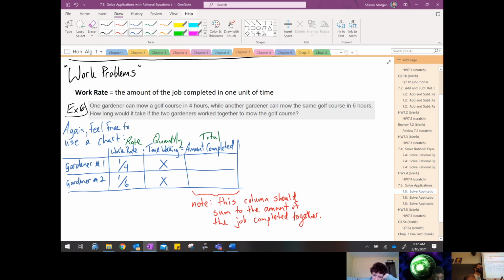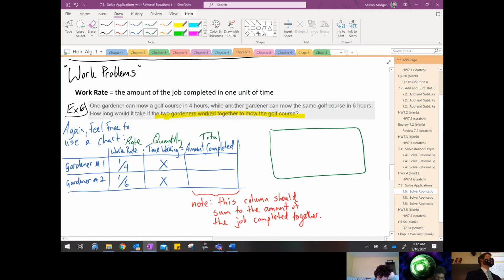So now that they're working together, it says how long will it take them working together? That's going to be less than the 4 hours and the 6 hours, because they're tag teaming it. Which one works faster, by the way? Yeah, the first gardener. If I were to draw a big old picture, I know golf courses don't look like this, but let's pretend that's the golf course. Here's where gardener number 1 would complete all that grass cutting, and gardener number 2 would complete a little bit less because he's not working as fast. But they complete the whole amount of the golf course.